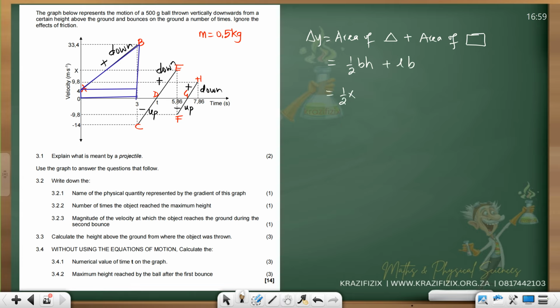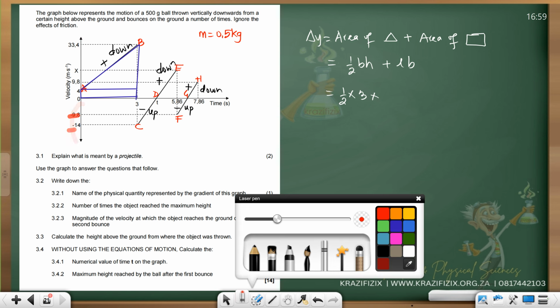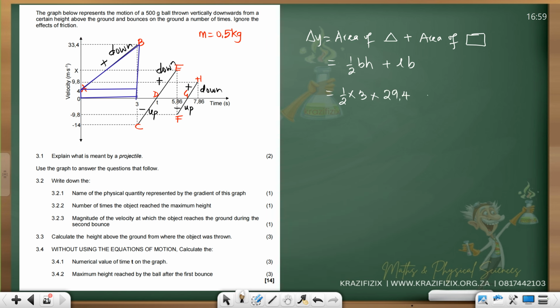Half base times height plus, okay, let's do it together. What is our base? Our base is 3. What is the height? 33,4 minus 4. Please, even if it's on this side, you put the minus in. 33,4 minus 4 is 29,4. Let's see what we're going to get, plus that tiny rectangle there, 4 times 3. Please put this in a calculator. 56,1. All right, so please, the area under a velocity time graph, I'll need you to write that down. Area under a VT graph would give us what? Displacement. Very, very important. Without using the equations of motion, calculate the numerical value of t.